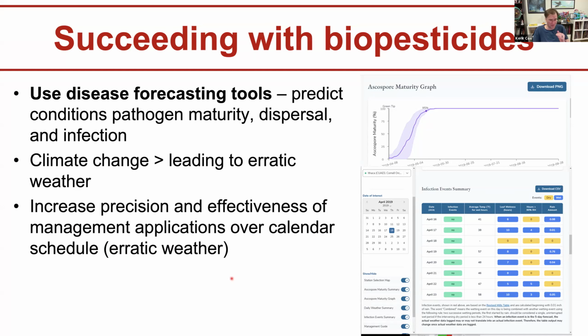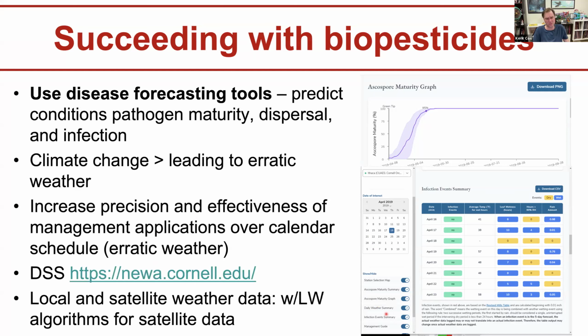If you do these, and I think we'll see some data in a few minutes on strawberries, you'll be able to increase the precision and effectiveness of whatever management tool you're using, whether it's conventional fungicides or biopesticides, over a rigid calendar schedule. And the erratic weather can be a little bit tricky, but if you're going on a calendar, you're definitely going to feel the pressure of bizarre rain and temperature fluctuations and whatnot.